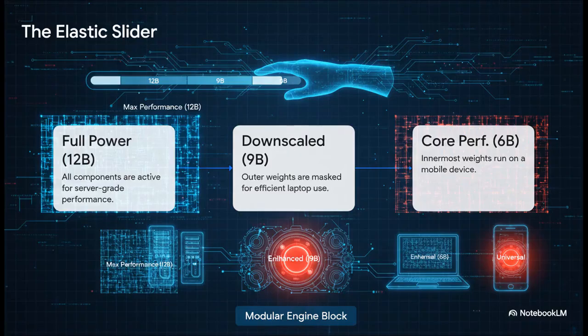You can almost picture it like a dynamic slider or a volume knob. You load the full 24 GB file onto your big server for full power. Then on a developer's laptop, the engine just dynamically masks off the outer layers and bam, you're running the 9B slice. And on a phone, it goes even further, using only the innermost 6B core for maximum efficiency.